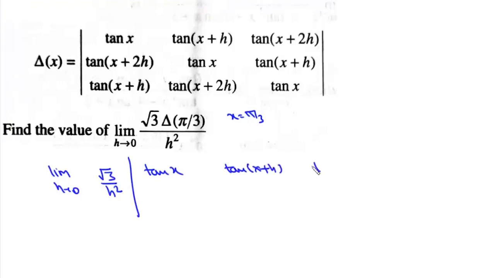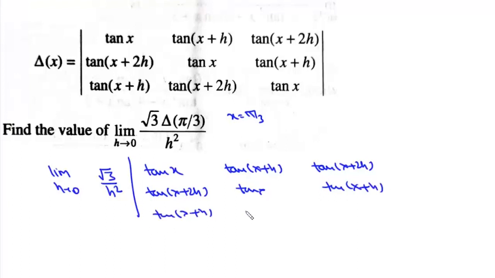plus h, tan x plus 2h, tan x plus 2h, tan x, tan x plus h, and here it is tan x plus h, tan x plus 2h, and tan x. Now what we'll do is we'll write C3 as C3 minus C2 and C2 as C2 minus C1.